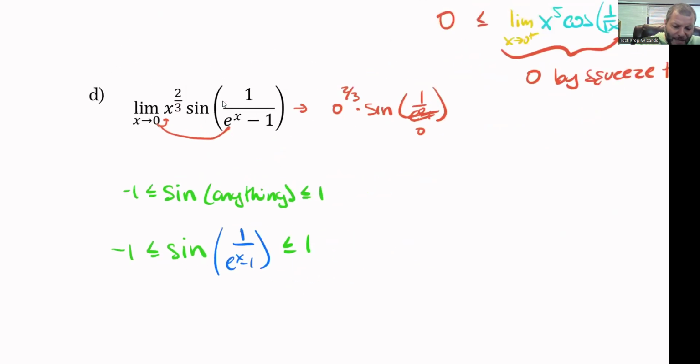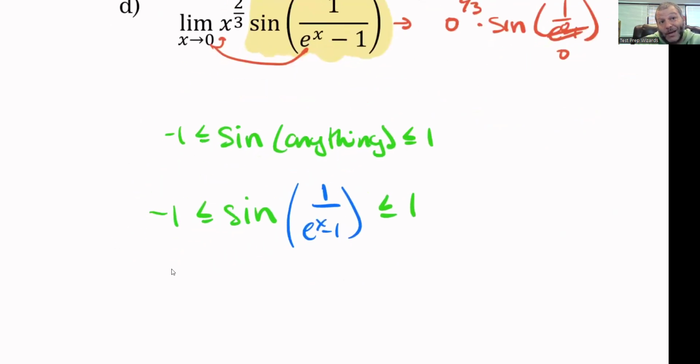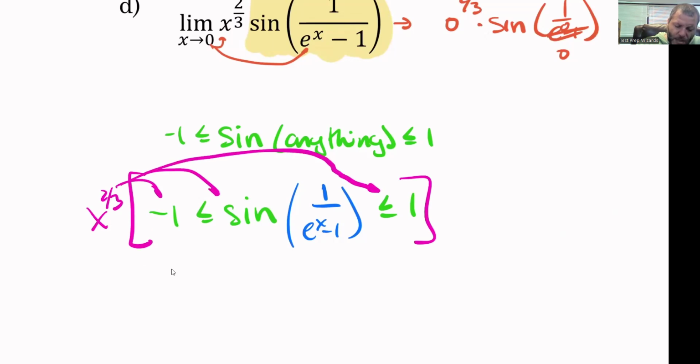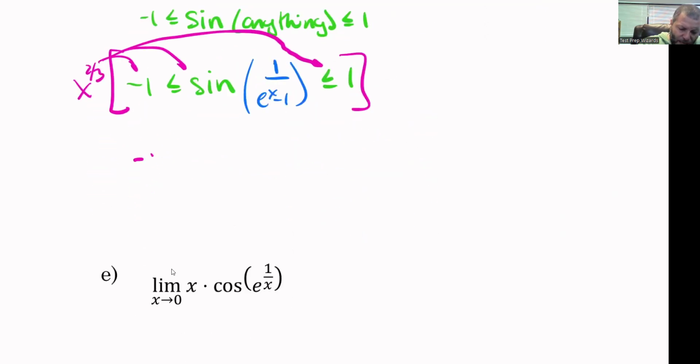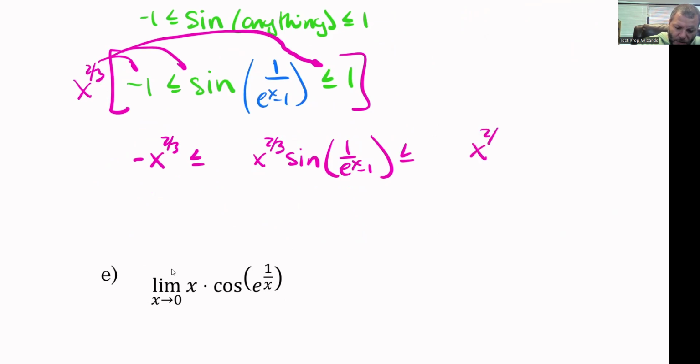So then we have, again, this part already. The only thing we're missing is x to the 2/3 times it. So in order to get x to the 2/3 times, we've got to multiply everything by x to the 2/3. So everything here is going to get hit with an x to the 2/3. Right, distribute, distribute, distribute. And we're going to be left with negative x to the 2/3 less than or equal to x to the 2/3 sine 1 over e to the x minus 1 less than or equal to x to the 2/3.